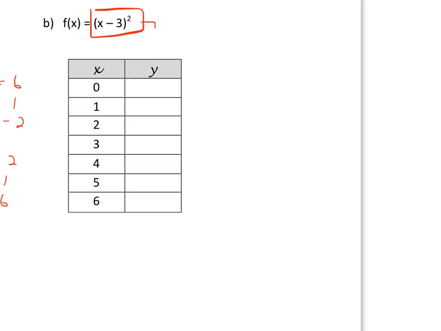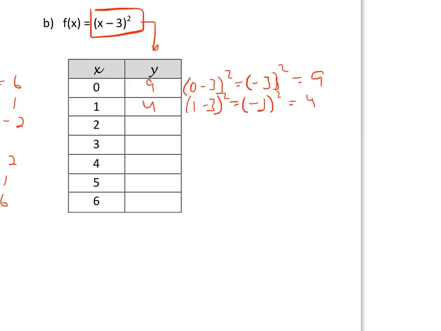Look at the next one. This is the function that they're asking us to do. So if I plug a 0 in, I get 0 minus 3 quantity squared, which gives us -3 quantity squared, which gives us 9. We plug a 1 in, and we square it. We get -2 quantity squared, and we get 4. We plug a 2 in, we get -1 squared, which is 1. Plug a 3 in and square it, and we get 0 squared, which is 0.